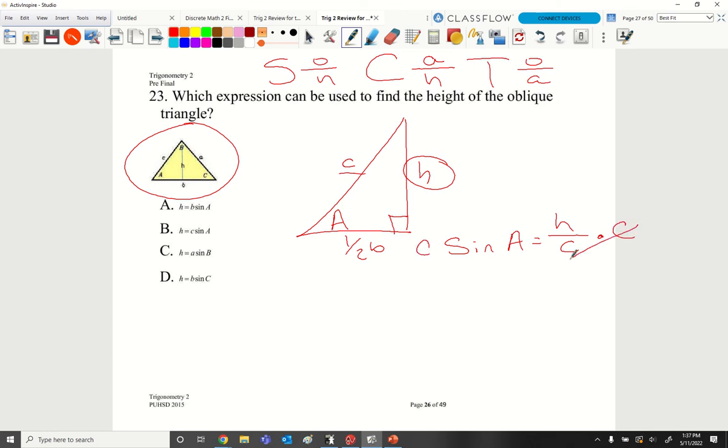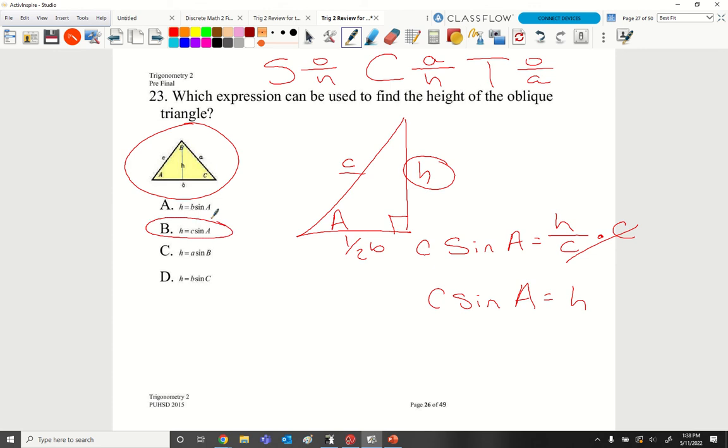So these cancel, and I get C sine of A is equal to H. Is that one of my choices? Yes. That is one of my choices.